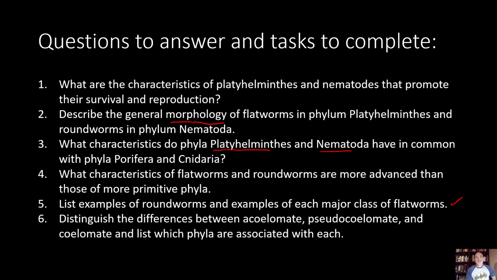And you need to also be able to define and distinguish between animals that are acoelomate, pseudocoelomate, and coelomate. And when it comes to the two phyla here, what are they? Are they acoelomate, pseudocoelomate, or coelomate? Because that's a significant structural feature in these animals.